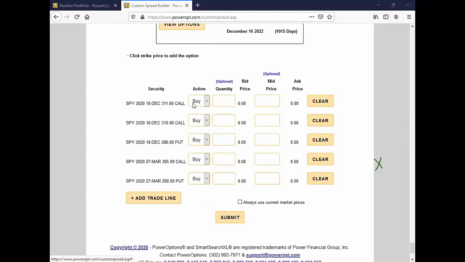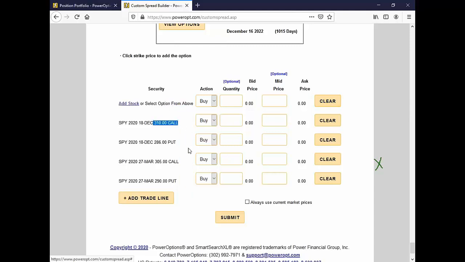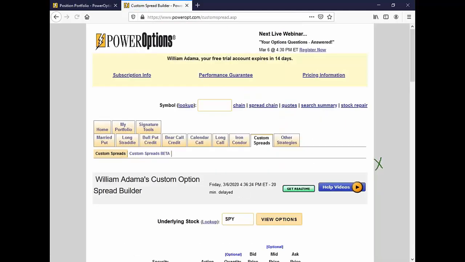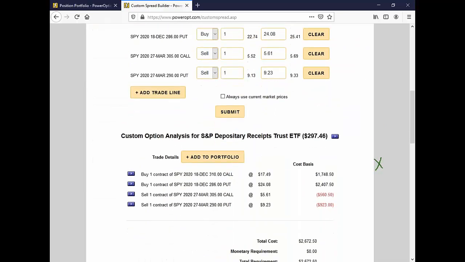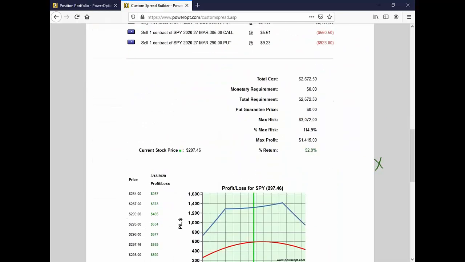Okay, so what do we have here? We're buying a 311 call. Oh, no, I'm sorry. I want to keep the numbers simple. Buying a 310 call and a 286 put out to December, selling near term, closer to at the money against it. We'll just use 1 contract apiece to simulate the double diagonal position. I don't even know if this is a good double diagonal. I just grabbed numbers, as you can tell.